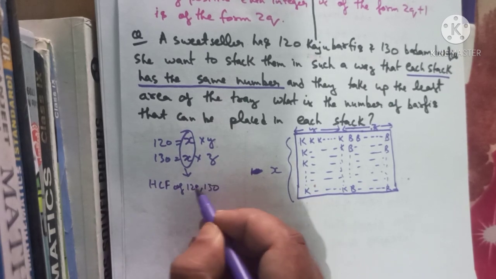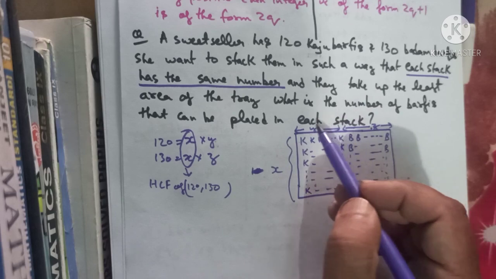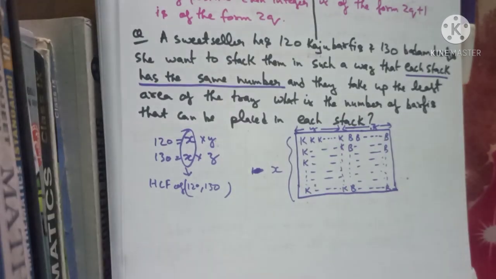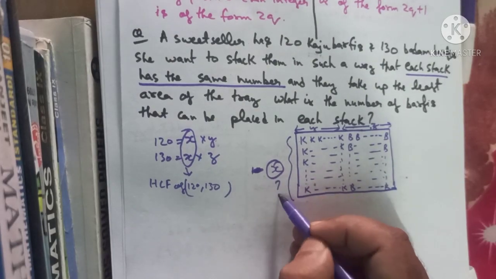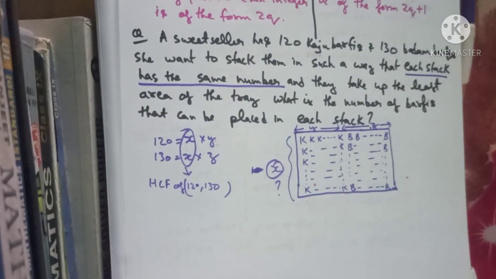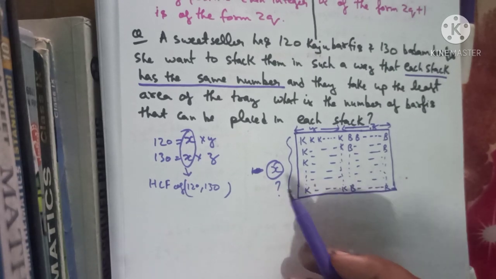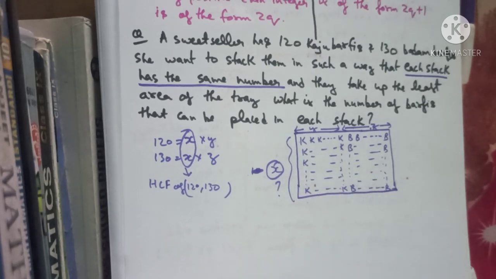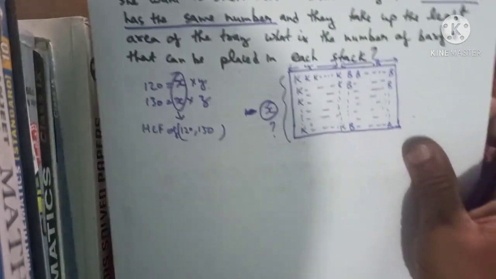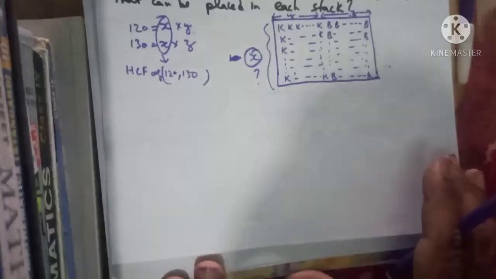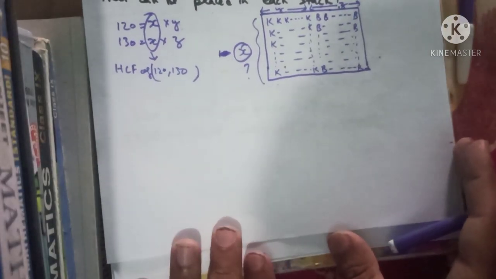So what do we have to find out? We have to find out the number of barfi that can be placed in each stack. That means we have to find this x. For finding x, we simply need to find the HCF of 120 and 130. This is what the question asks: the number of columns in each case. The number of columns is the same in each case, so simply by Euclid's division lemma you can find the number of columns.